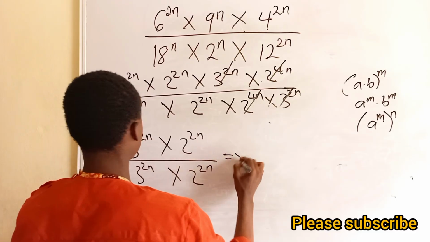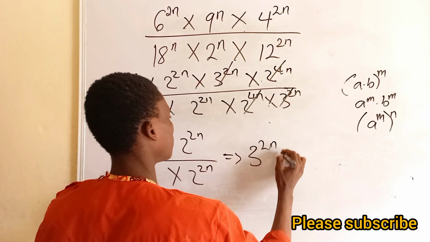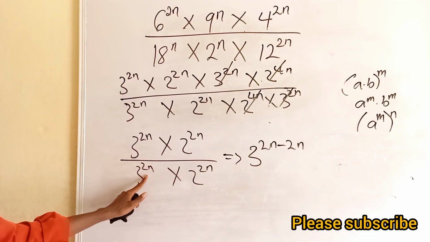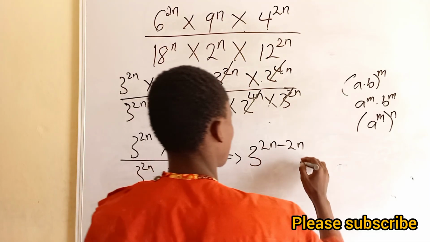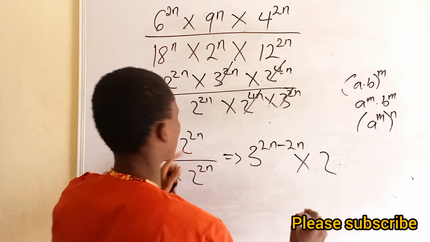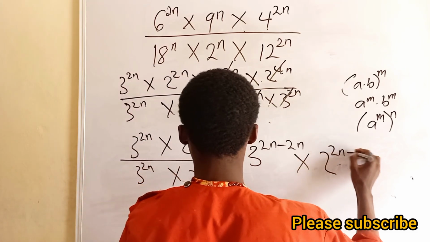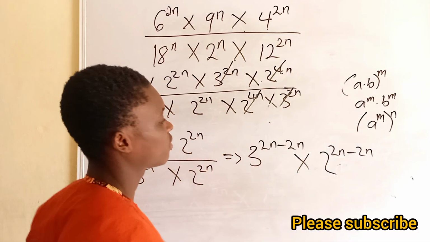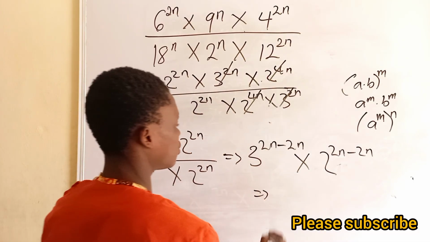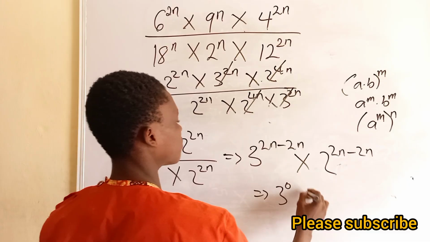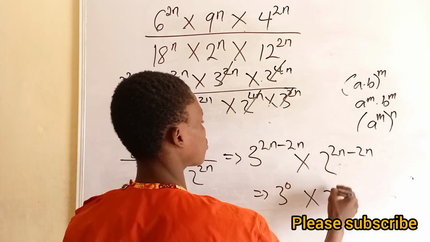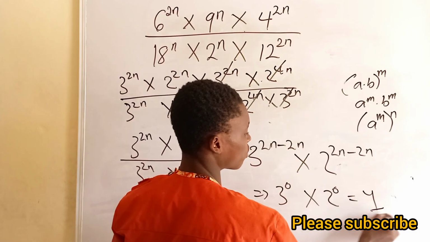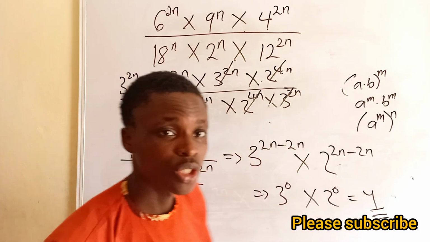this implies that we have 3 to the power 2n minus 2n times 2 to the power 2n minus 2n. And clearly, what are we having? We have that this is just 3 to the power 2n minus 2n, which is 0, times 2 to the power 2n minus 2n, which is 0. So anything raised to the power of 0 is what? 1. And we have the answer to be what? 1.